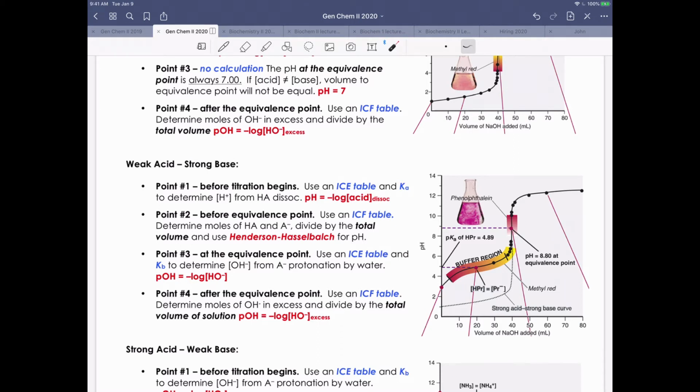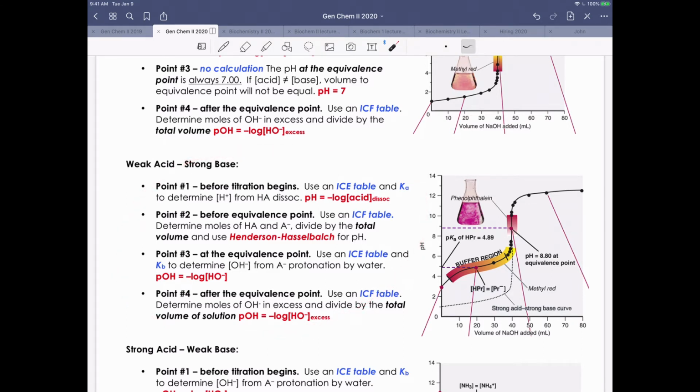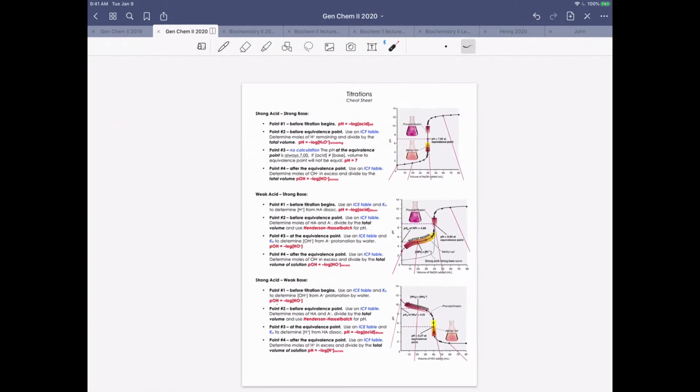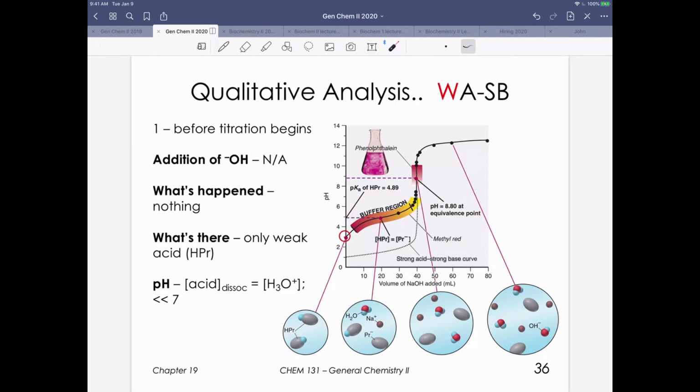You can start taking shortcuts, and you'll begin to recognize the spots where you can take shortcuts. But again, I want to highlight that there are some spots here: if you don't have a buffer, you cannot use the Henderson-Hasselbalch equation. So we'll refer back to this cheat sheet at the very end, after we've done all of these calculations.